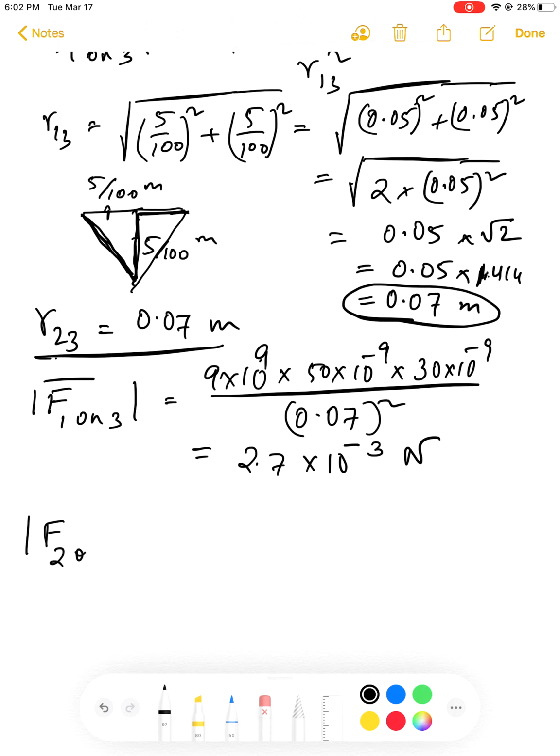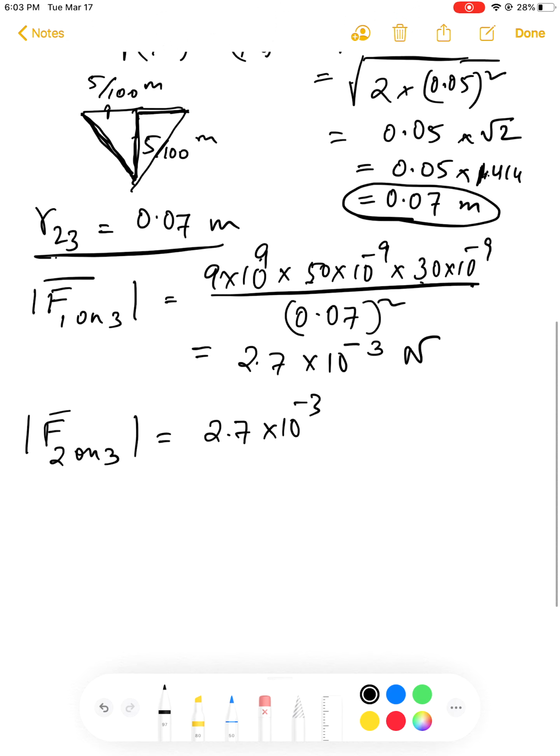Similarly, the force of 2 on 3 will give you a very similar result, because you still have the same K value, you still have the one charge at 50 times 10 to the minus 9, and you have the second one as 30 times 10 to the minus 9, because Q2 and Q1 are the same in magnitude, so it's not going to give you anything different. So now you have magnitudes for both and they are equal.